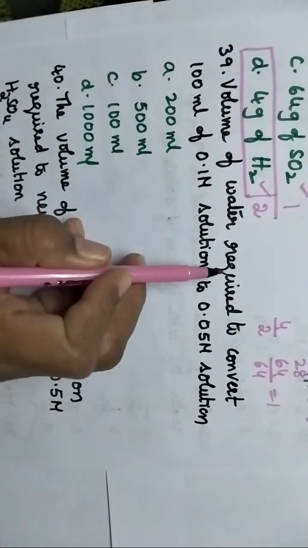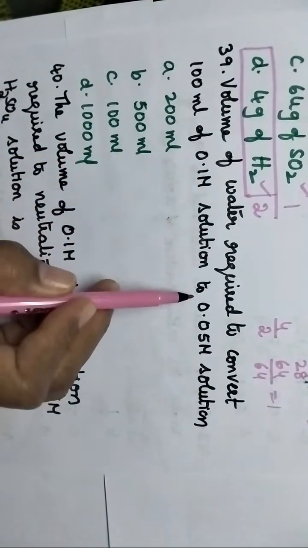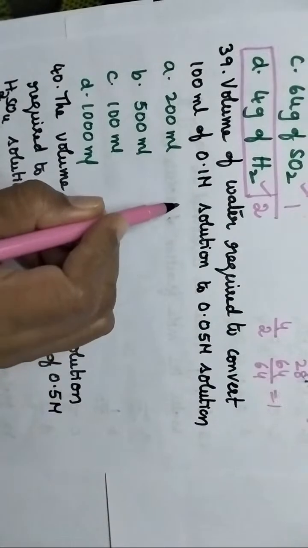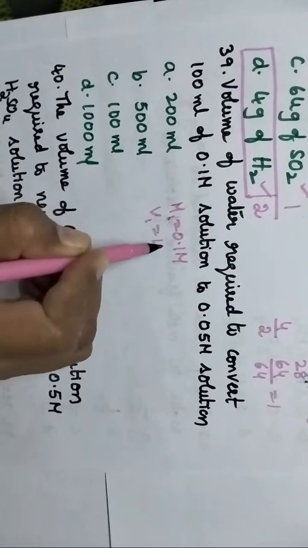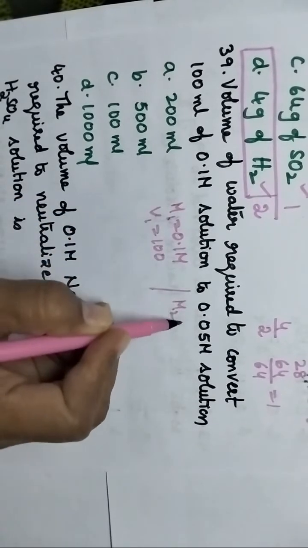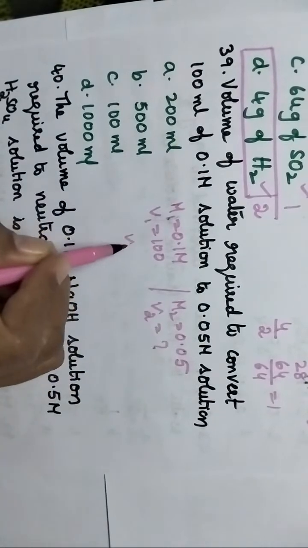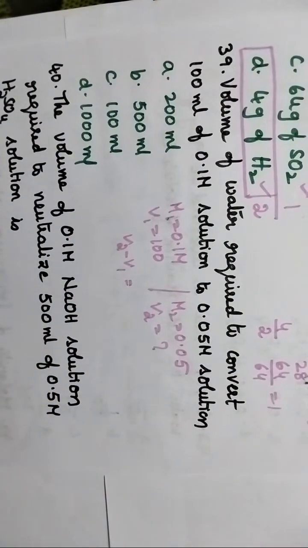Volume of water required to convert 100 ml of 0.1 molar solution to 0.05 molar solution. You do the calculation. So initial molarity is equal to 0.1 molar. Initial volume is equal to 100. Final molarity is equal to 0.05. You calculate V2 value and finally you find V2 minus V1. That gives the volume of water to be added.